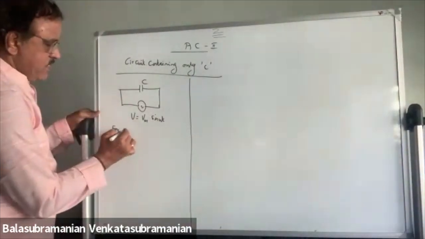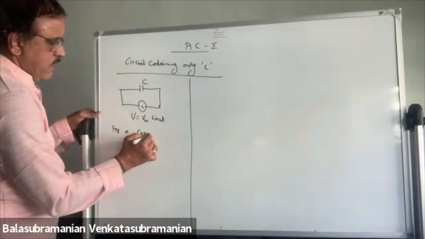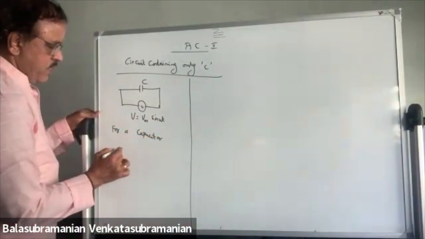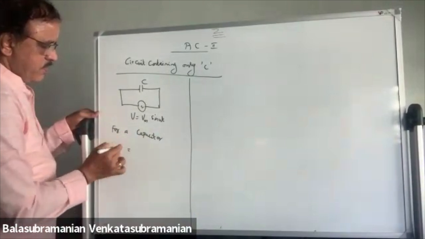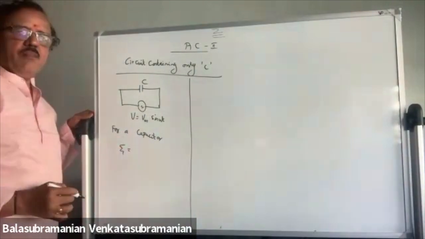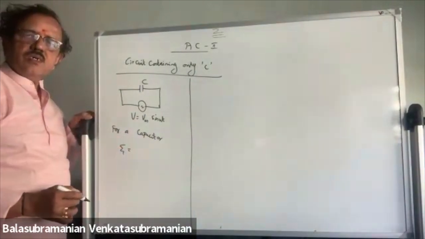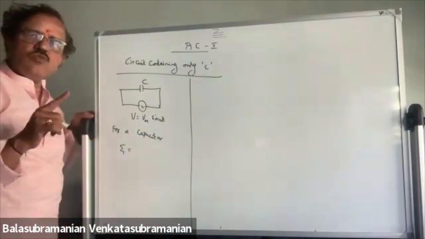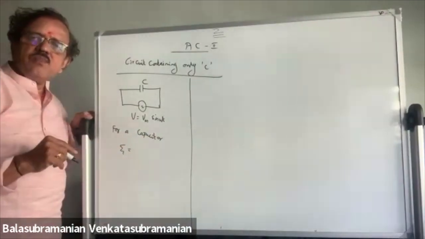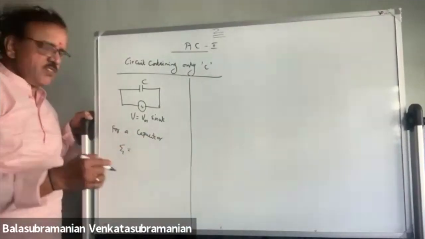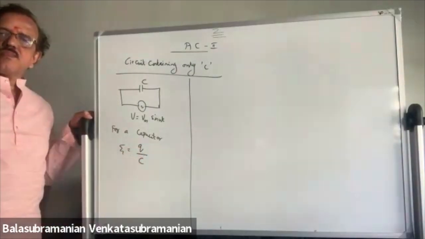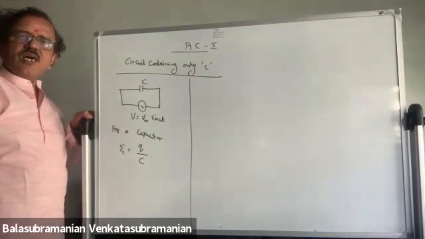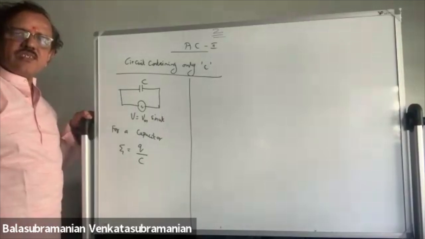For a capacitor, V or psi, EMF is Q by C. Q is equal to CV, or V is equal to Q by C. Charging and discharging of a capacitor.